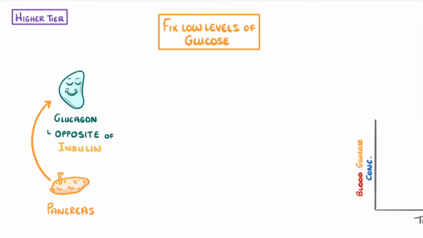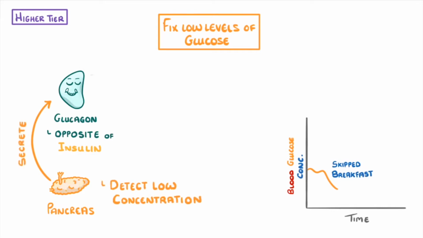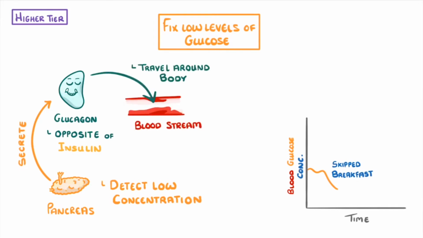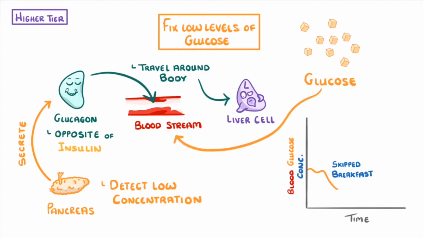So if we were to look at our graph again, and imagine that our blood glucose levels drop too low, for example because we skipped our breakfast and have been rushing about all morning, then our pancreas would detect this low concentration of blood glucose and secrete glucagon into the bloodstream. As the glucagon travels around the body, it would bind to lots of different cells, but mainly liver cells, which will take that glycogen that we mentioned earlier and break it down into lots of glucose molecules again. And then it would release these glucose molecules into the blood. This would bring the blood glucose concentration back up to normal, so that all of our cells have a good supply of it for respiration.